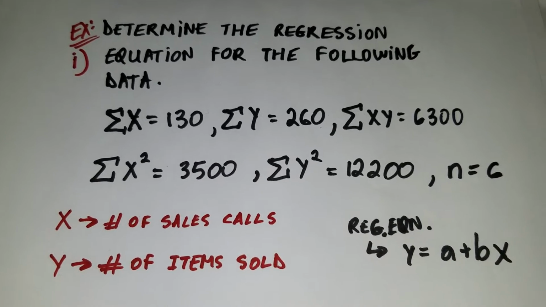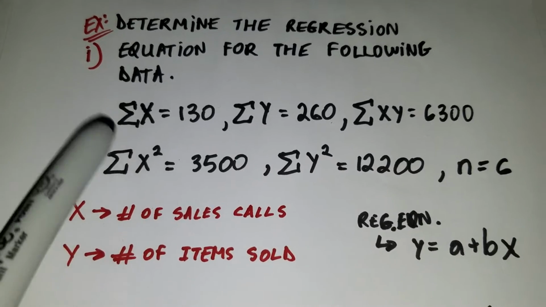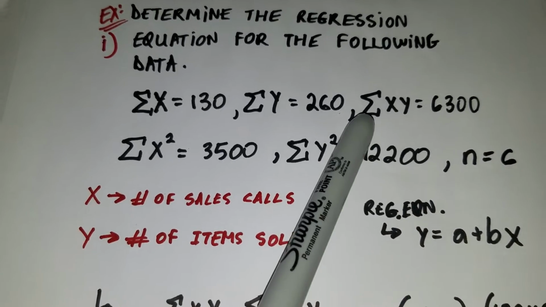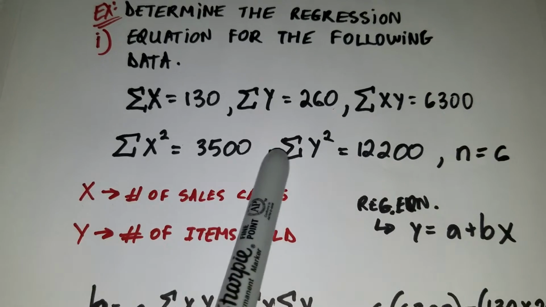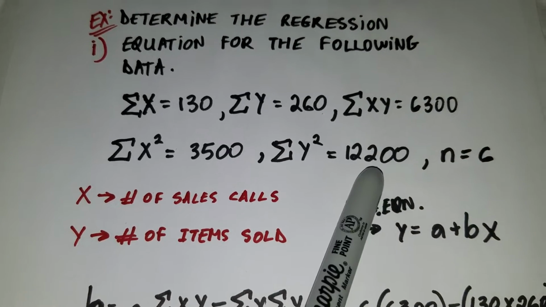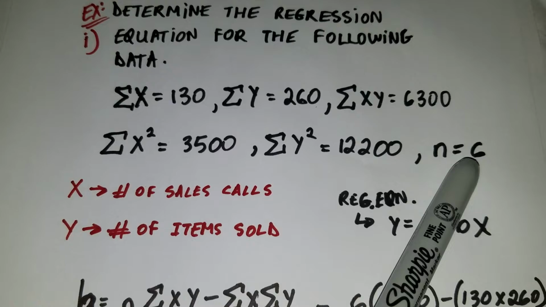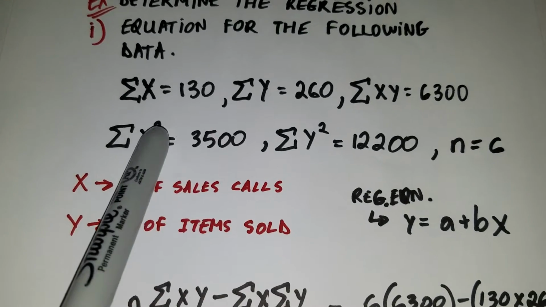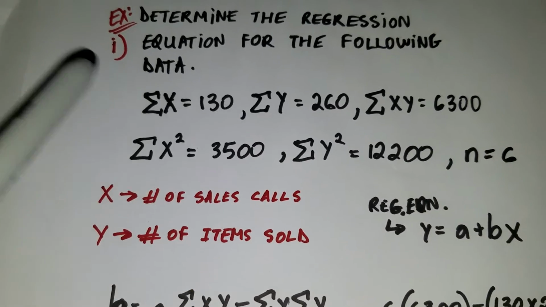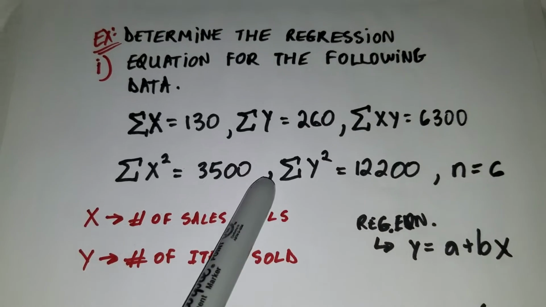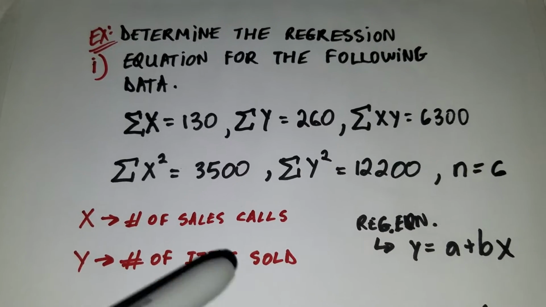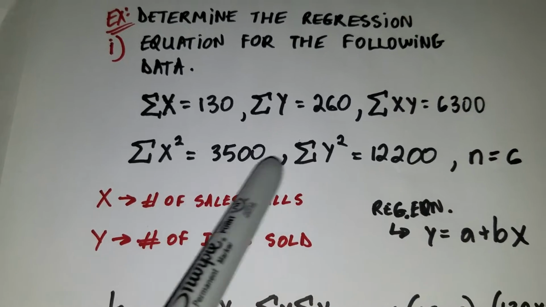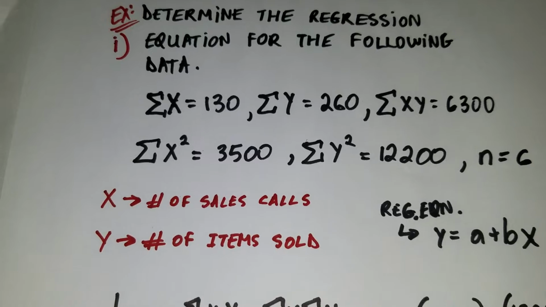So all these values that we see right here, the sum of x, the sum of y, the sum of xy, the sum of x squared, the sum of y squared, and n being 6, were already determined from our correlation video. So you can go back to that video. I'll leave the link in this video so that you can see how we came up with these values if you need just to jog your memory a bit.